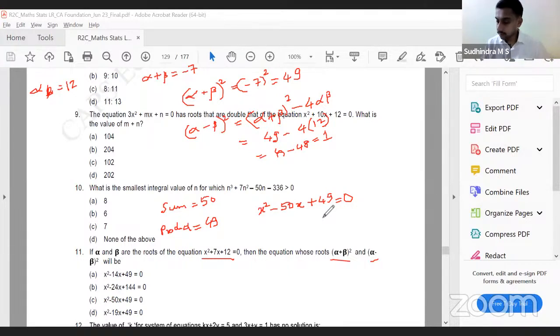So then why is it minus 50x? Because what is the format of the equation? x square minus sum of the roots into x. Okay.